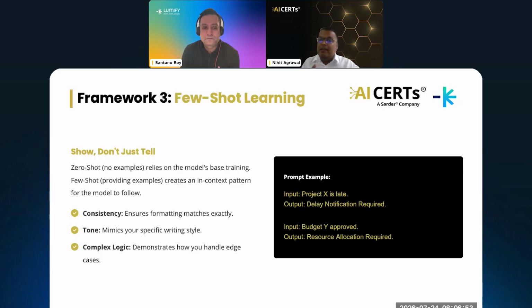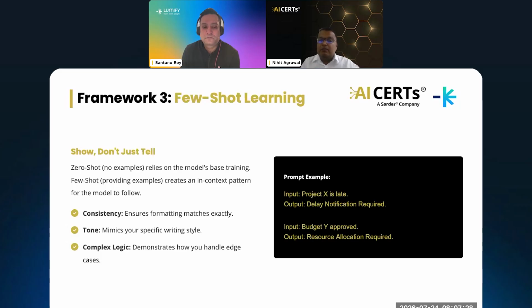Okay, so there will be a gap between what we are thinking, what we are typing, and how AI is interpreting that. As a result, the output may vary from one response to another. Few-shot learning solves this problem by providing a small number of examples before asking AI to perform the task. Instead of saying, hey, do this, we say, here are a few examples of how I want this to be done. Now, follow the same pattern, and that immediately gives the model a template to follow.